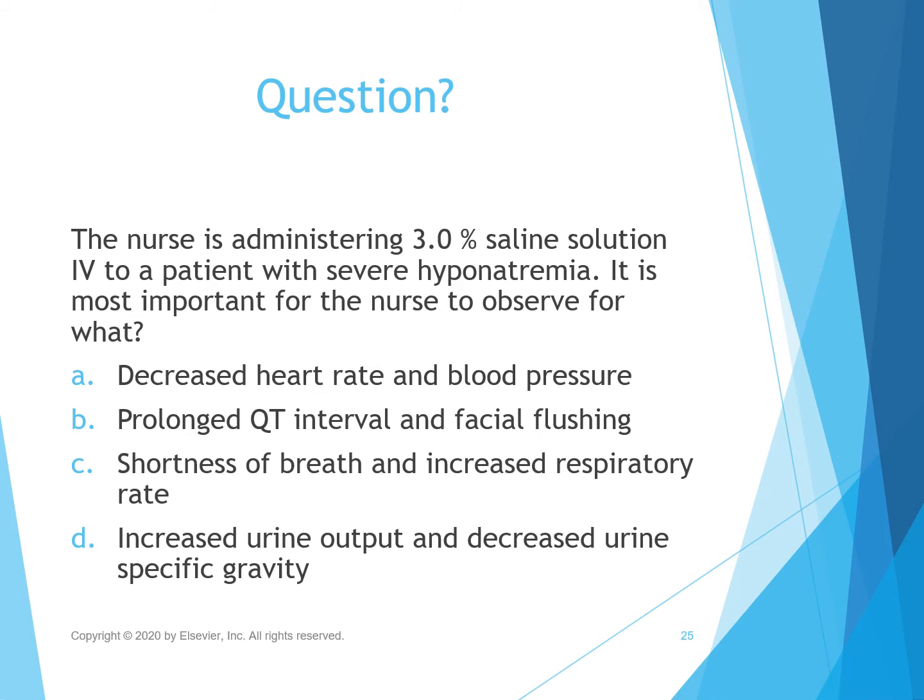The correct answer here is C, shortness of breath and increased respiratory rate. The 3% saline solution is hypertonic. And if anything is hypertonic, you always have that ability that it's going to pull more fluid into the vascular system. So therefore, the patient could end up with pulmonary edema, and they could have some difficulty breathing. They could also end up with hypertension. So those are things that we look for, assessing respiratory status and blood pressure in somebody who's receiving hypertonic fluids.